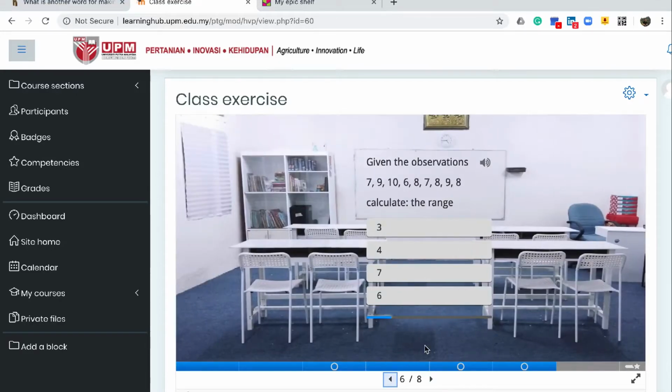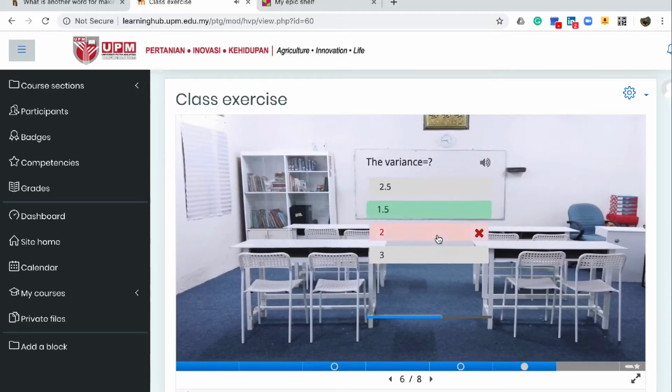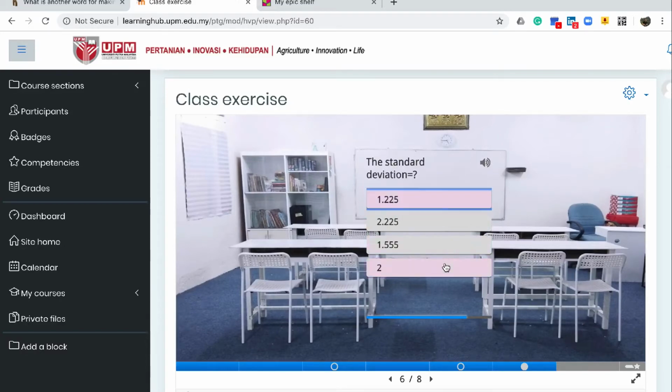And after that you have to click, for example, here. You have to click all of the questions here: the mean, the variance, and the standard deviations. So make sure you answer all the questions.